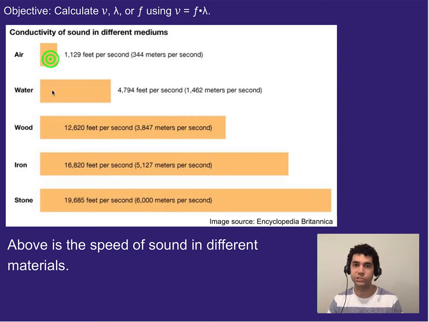Interestingly enough, sound actually travels slowest in air compared to some other things. So it travels faster in water, and in solid things like wood or iron or stone. And that has to do with how sound propagates, so how it travels through those materials versus how light travels through those materials. And we'll talk about that a little bit more later.